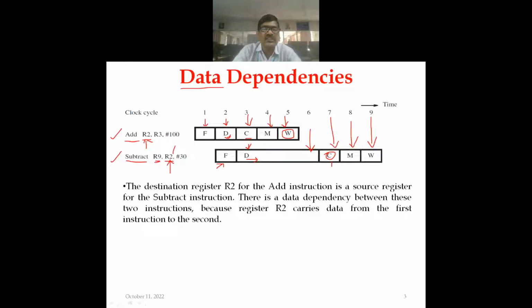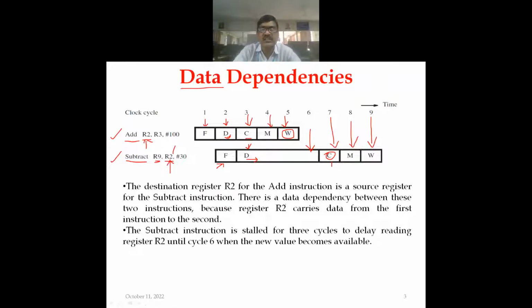So that is what we are seeing here. The destination register R2 for the add instruction is a source register for the subtract instruction. So there is a data dependency between these two instructions because register R2 carries data from the first instruction to the second instruction. The subtract instruction is stalled for 3 cycles to delay reading register R2 until cycle 6, when the new value becomes available.